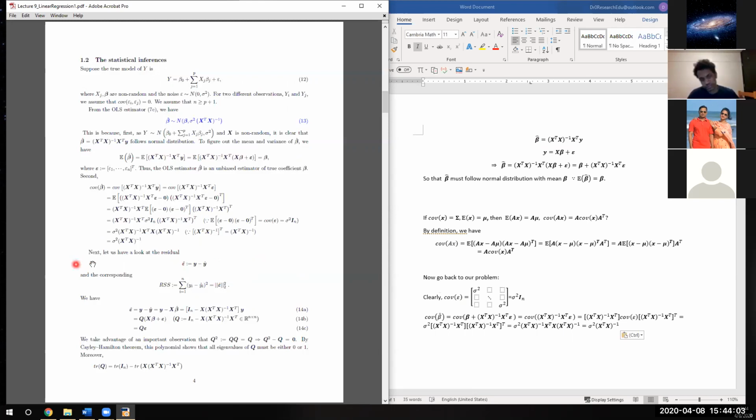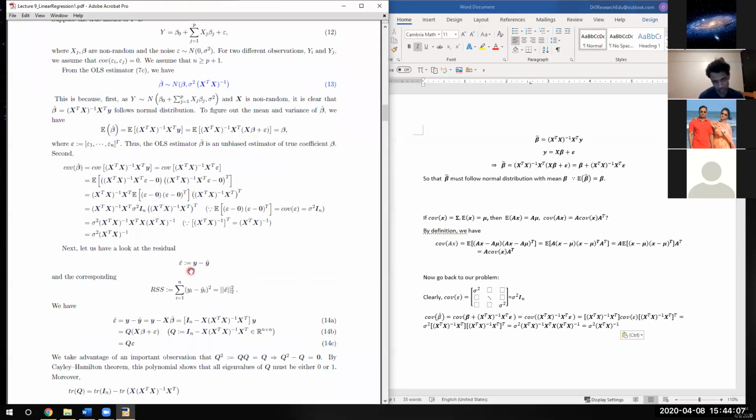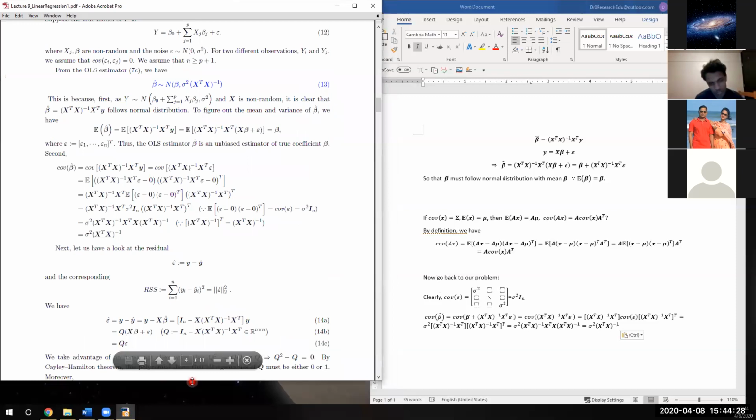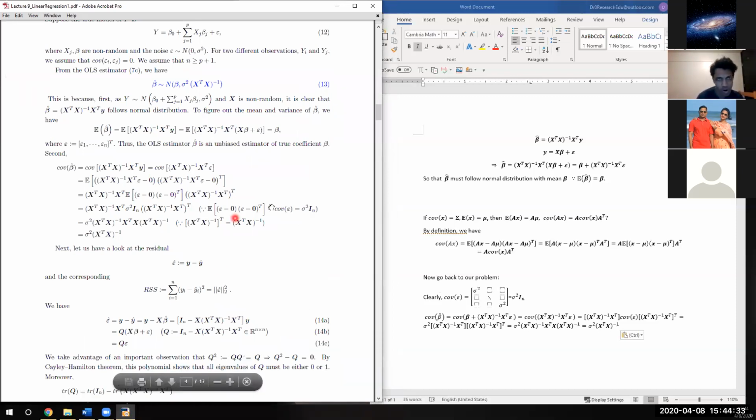To make my life easier, I define epsilon hat, which is the residual, equal to y minus y hat. Now the RSS, which is the residual sum of squares, is nothing but this, right? I guess all of you should already have learned a little bit about linear regression before, so you are familiar with notation like RSS. I'm not going to introduce more about RSS. Here I'm using matrix operations.